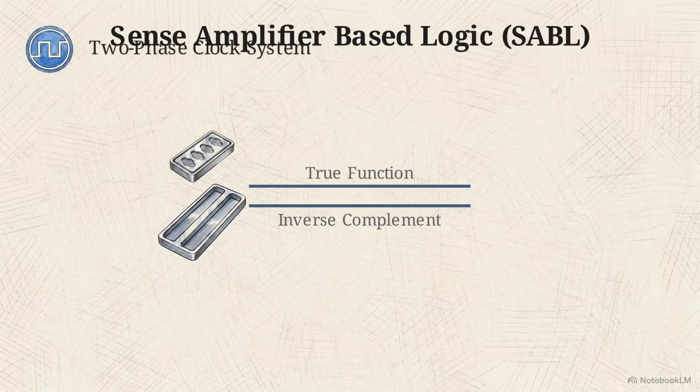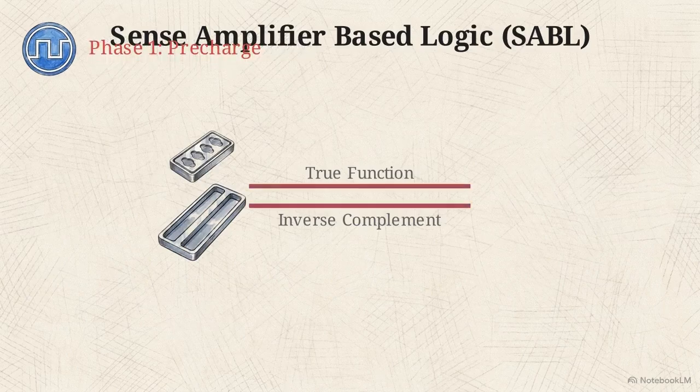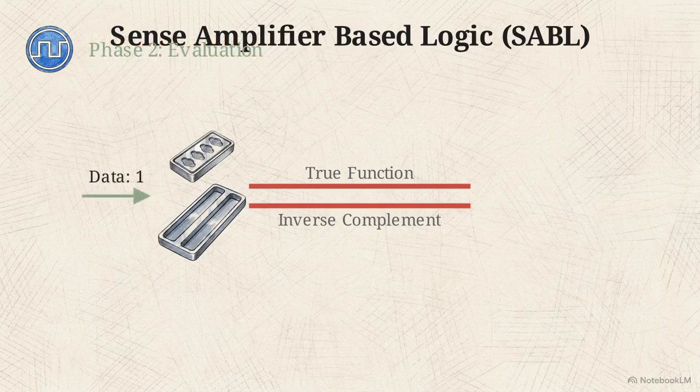SABL dictates a strict 2-phase clock system. The first cycle is the pre-charge phase. A clock signal resets both the outputs to a known, identical high-voltage state, flushing out any previous data. Then comes the evaluation phase. Input data flows into the differential network, and exactly one of the 2 output rails fires.